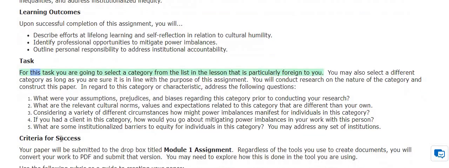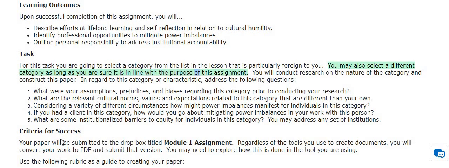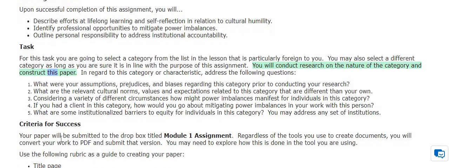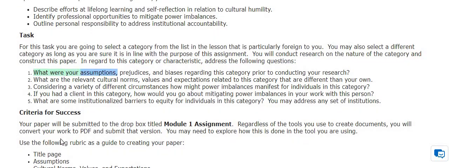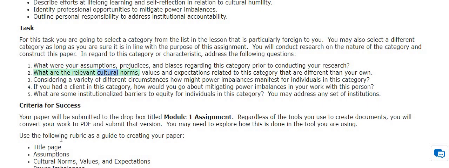Task. For this task you are going to select a category from the list in the lesson that is particularly foreign to you. You may also select a different category as long as you are sure it is in line with the purpose of this assignment. You will conduct research on the nature of the category and construct this paper. In regard to this category or characteristic, address the following questions. 1. What were your assumptions, prejudices, and biases regarding this category prior to conducting your research? 2. What are the relevant cultural norms, values and expectations related to this category that are different than your own?